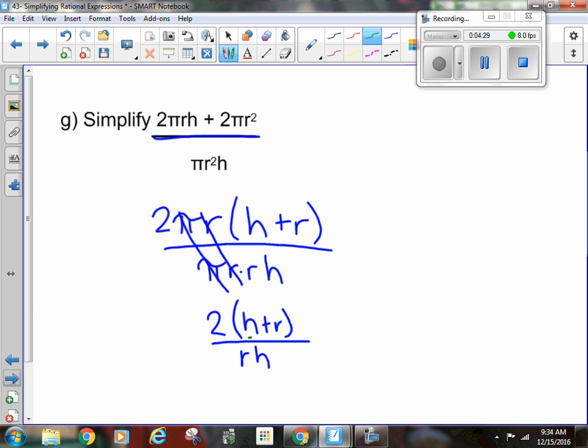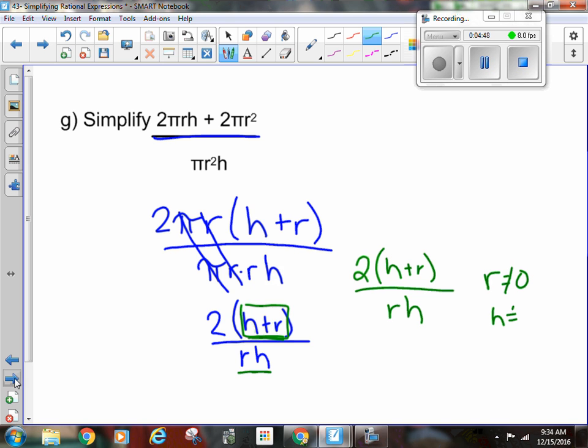Now, I cannot simplify these further because these are added together, and so you can't separate them. So I have 2h plus r over rh. And let's come up with what my variables cannot equal. If I have r times h in the bottom, r cannot equal 0, and h cannot equal 0. There you have it.